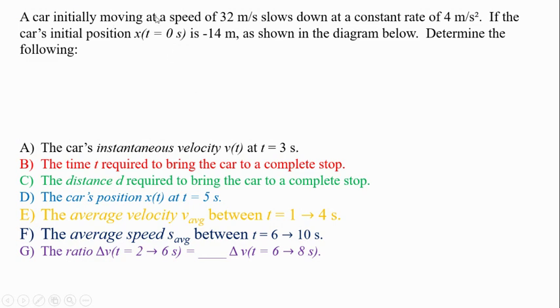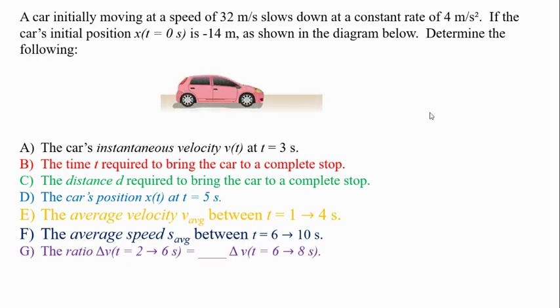All right, so here we have a car initially moving at a speed of 32 meters per second, and it slows down at a constant rate of 4 meters per second squared. It said that if the car's initial position, aka its xi, is negative 14, as depicted below, determine the following. So here's the diagram for you.